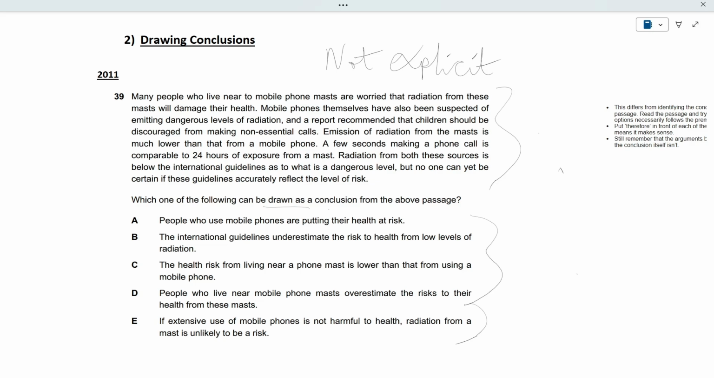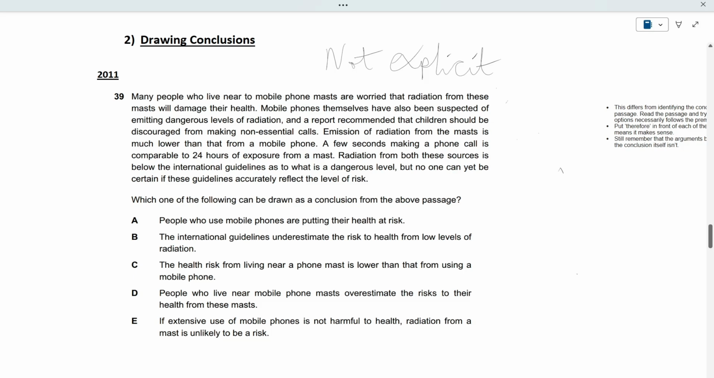So again, you read the question first, and the question is, which of the following can be drawn as a conclusion, obviously. Okay, many people who live near to mobile phone masts are worried that radiation from these masts will damage their health. Mobile phones themselves have also been suspected of emitting dangerous levels of radiation, and a report recommended that children should be discouraged from making non-essential calls. Emission of radiation from the mast is much lower than that from a mobile phone. A few seconds making a phone call is comparable to 24 hours of exposure from a mast.